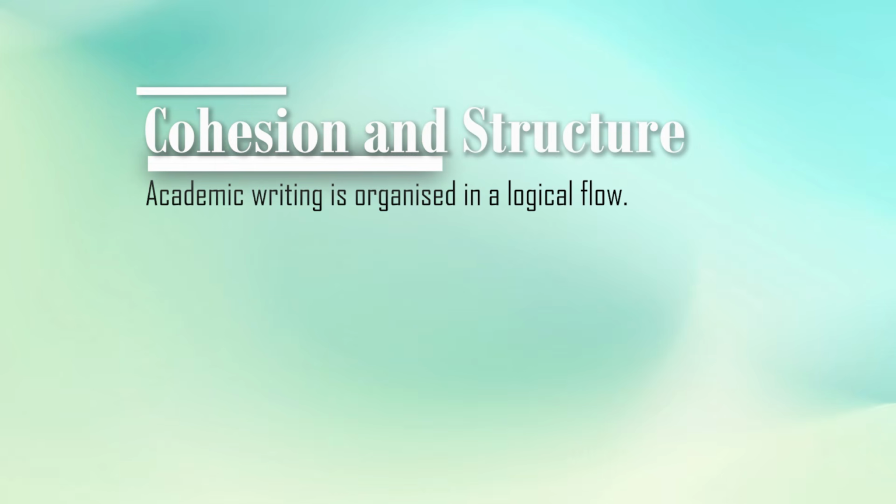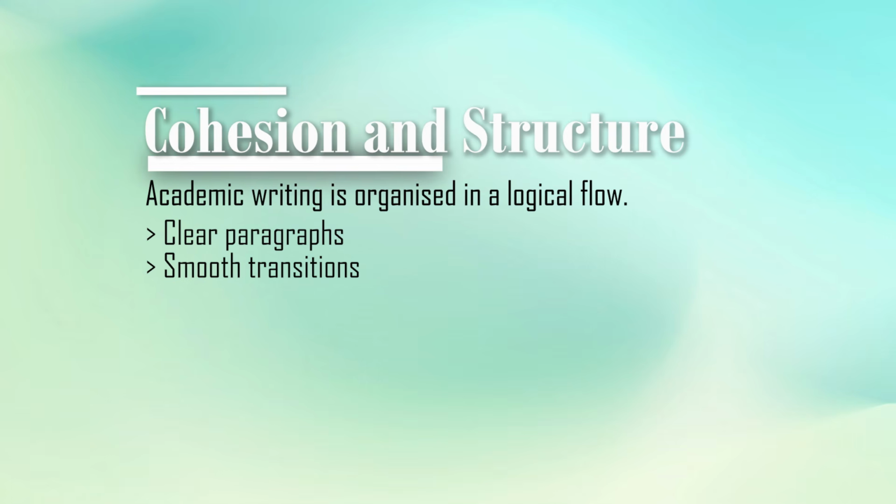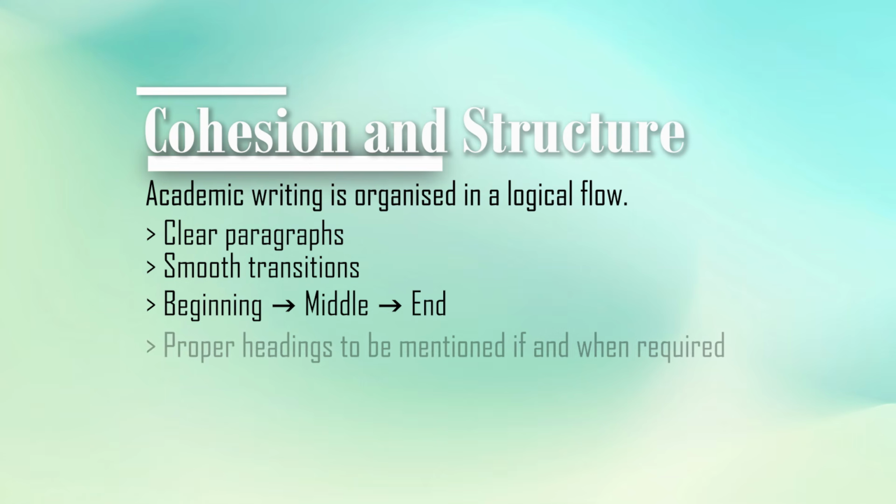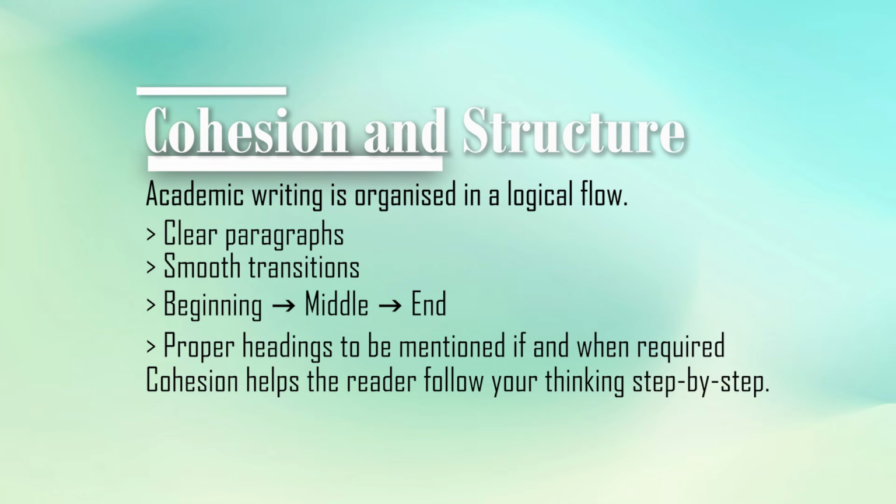The fifth is cohesion and structure. Academic writing is organized in a logical flow. Good structure includes clear paragraphs with topic sentences and smooth transitions, like the usage of therefore, however, or moreover. Then it should have a beginning, a middle part, and an end that leads to a conclusion. Then proper headings should be mentioned if and when required. So cohesion helps the reader follow your thinking step by step.